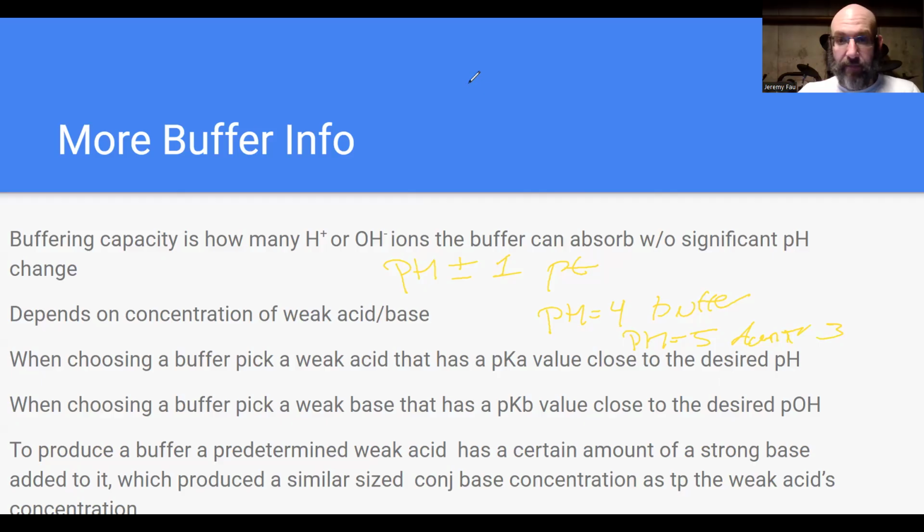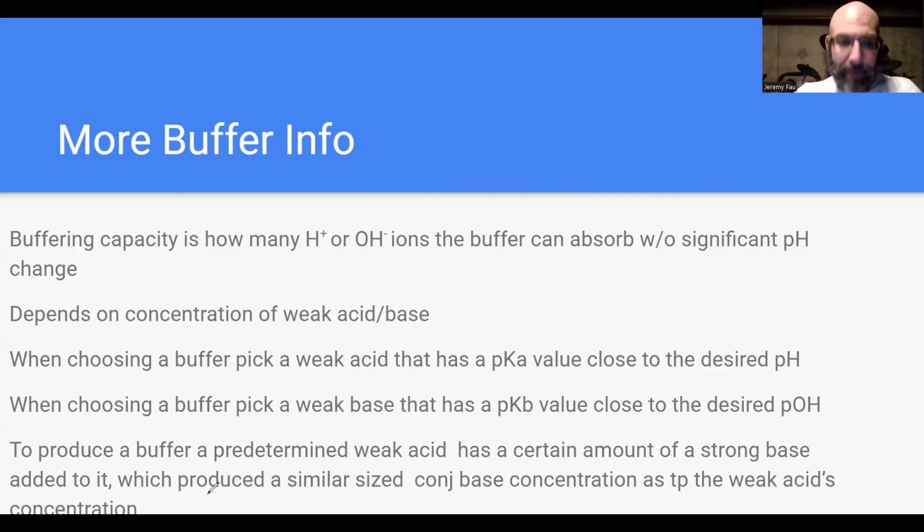The buffer died, basically. When you pick a buffer, you want to choose a weak acid that has a pKa close to its desired pH. So if you want to have a buffer at 3.7 pH, then you want to pick an acid that has a pKa as close to 3.7 as possible. That's going to be your best buffer. If you pick a buffer that's really far away from that, then you've already broken your capacity.